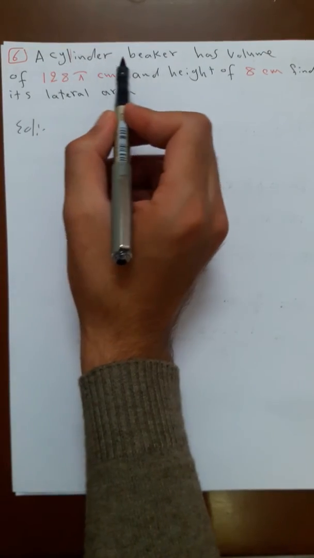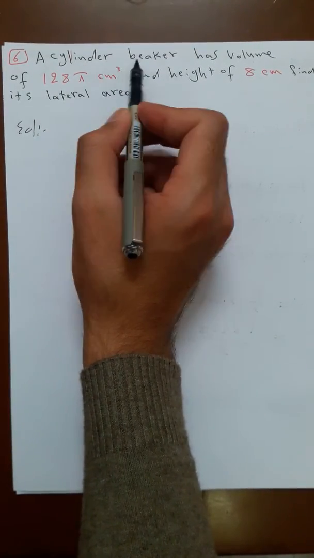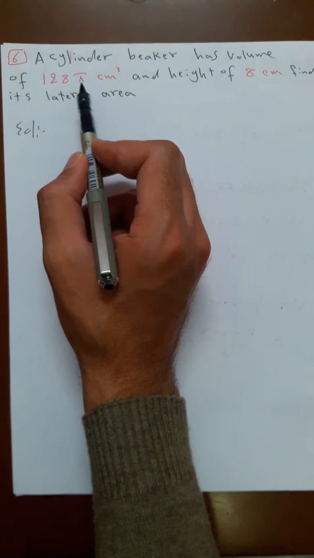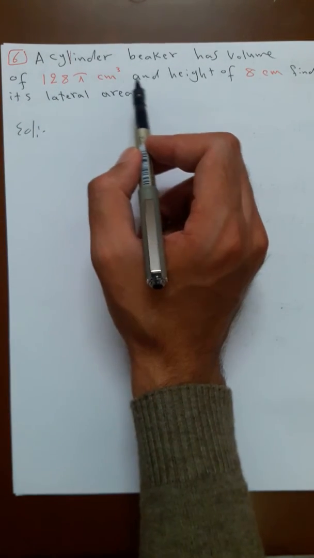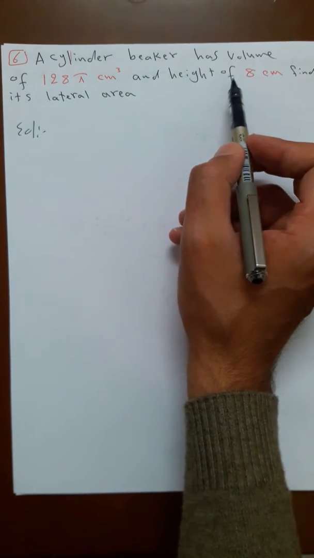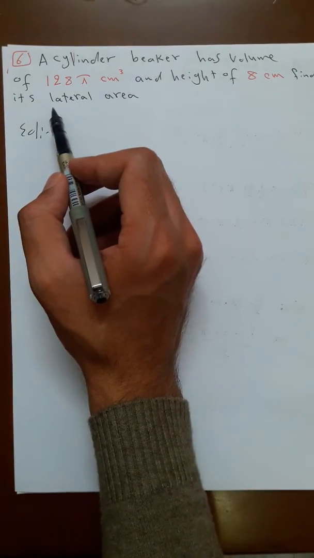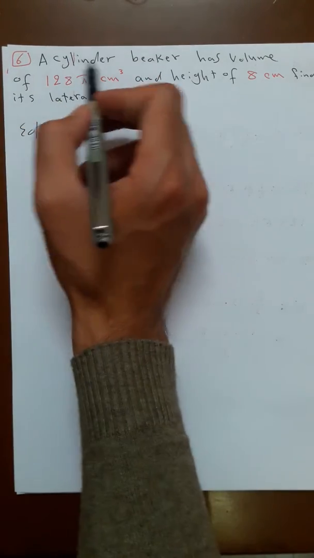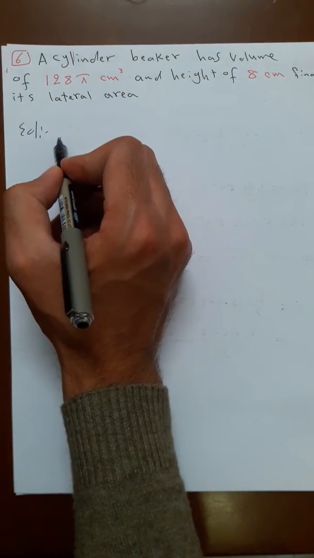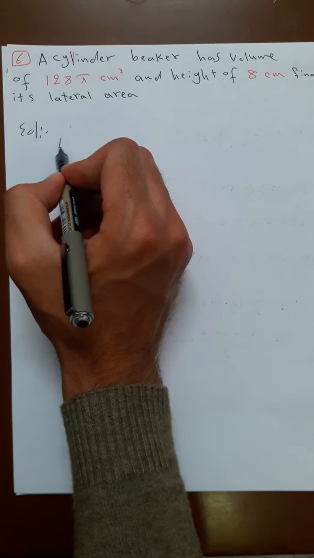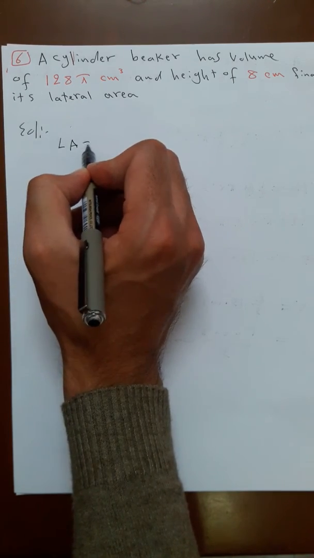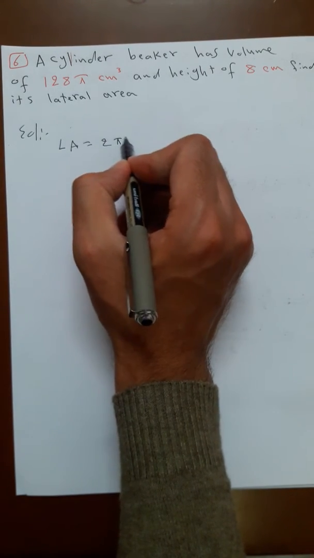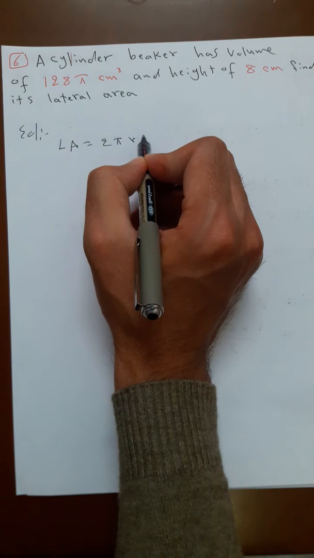Question 6. A cylinder beaker has a volume of 128 pi centimeter to the power 3 and a height of 8 centimeter. Find its total area. The shape is a cylinder. So to find the lateral area, I will use this rule. Lateral area is equal to 2 pi r h.